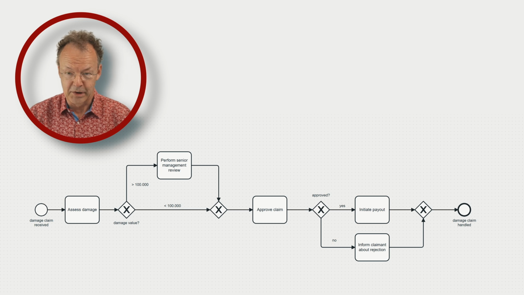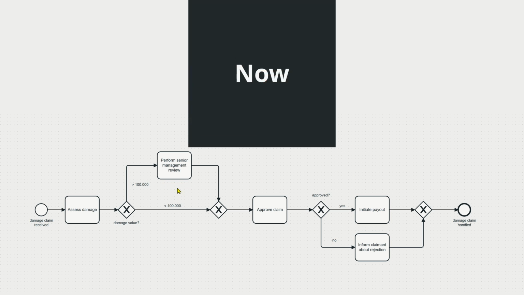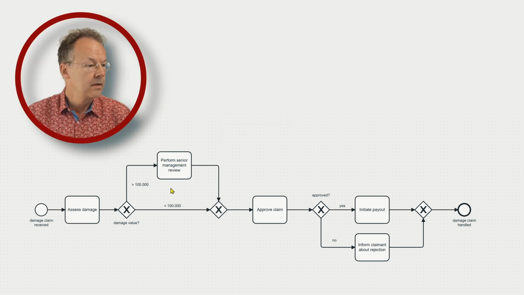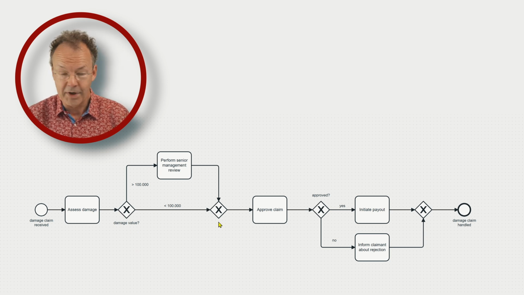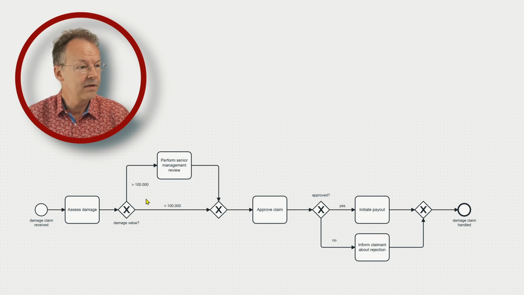This is the second model. You can now hit the pause button. So, damage claim received, we assess the damage, and depending on the damage value, we branch either up or we go straight on. So if the damage value is more than 100,000, then we perform a senior management review.